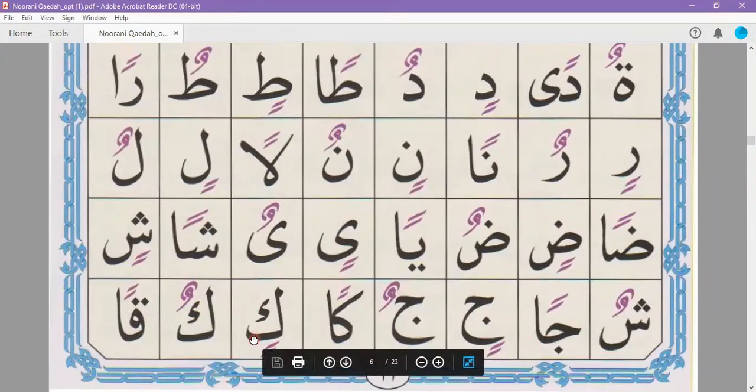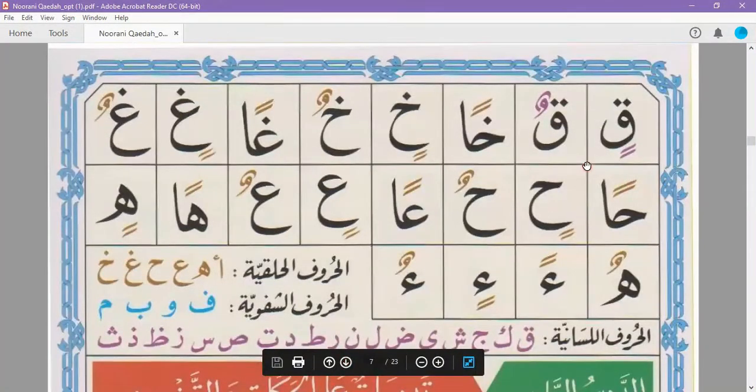Kaf, back of the tongue with the intersection of fleshy and bony palate in the upper region. So there's a fleshy palate really behind, and there's bony palate where your tongue rests. So there's an intersection of those two. Back of the tongue touches that area to pronounce kaf. And then qaf is back of the tongue with the fleshy palate really far behind, like that. Until here you got purple color, so those are the tongue letters.